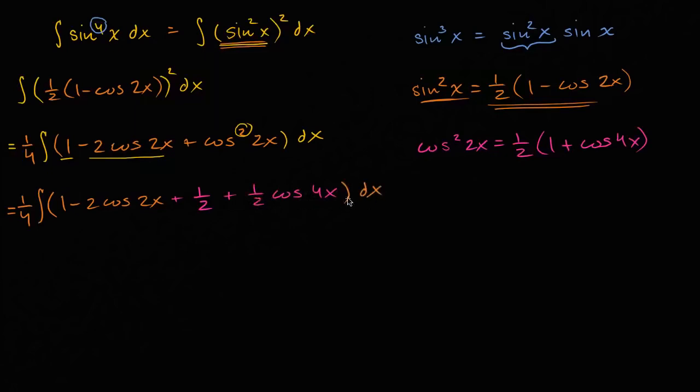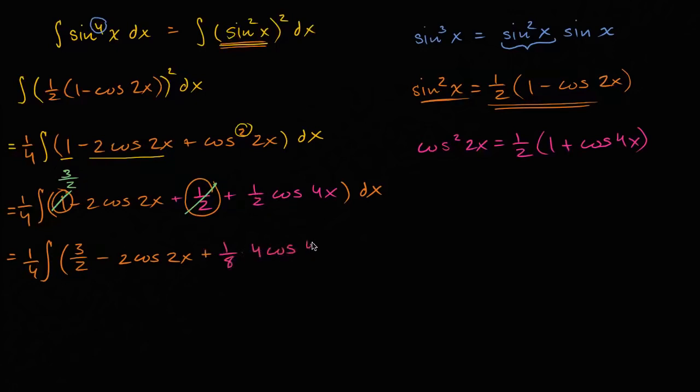Let's see, I could take this 1/2 and add it to this 1, and that's going to get me 3/2. So add those together, I'm going to get 3/2. And so let me rewrite this, I'm in the home stretch really, so this is going to be equal to 1/4 times the integral of 3/2 minus 2 cosine of 2x. And then, let's see, the derivative of 4x is 4, so it'd be great if I had a 4 out here. So let me rewrite 1/2 as 4/8. I'm just multiplying and dividing by 4 is one way to think about it. So I could say plus 1/8 times 4 cosine of 4x.